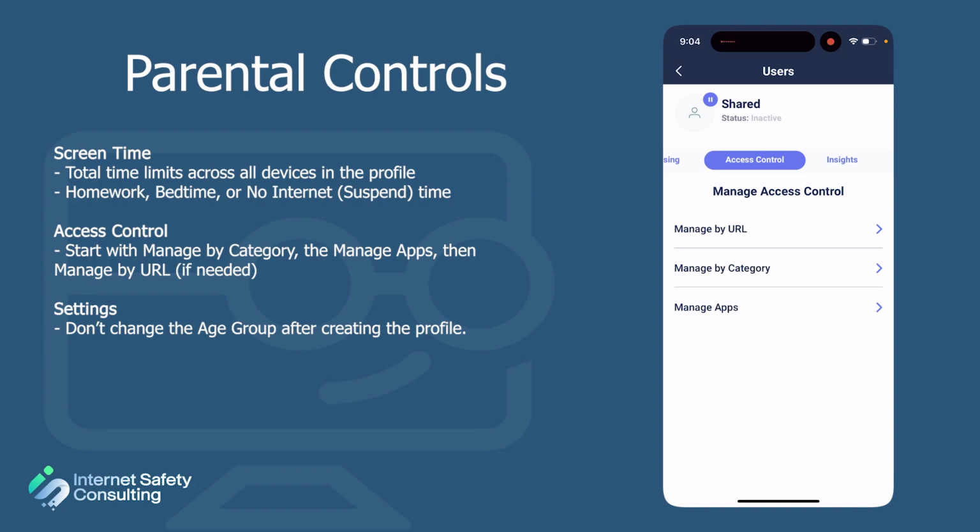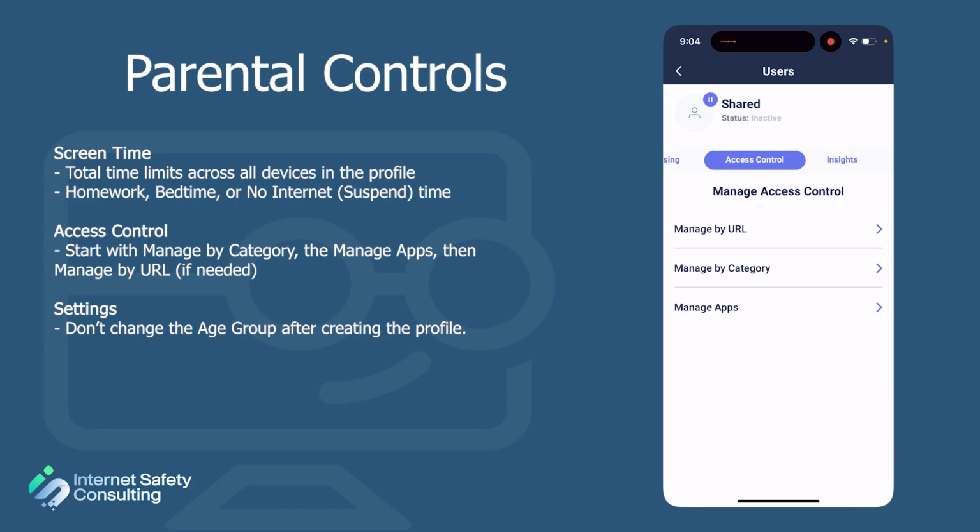So as you set up each of your profiles, make sure to remember to start with Manage by Category, then Manage Apps, and then Manage by URL if needed. This will save you a lot of time and energy and allow you to set up controls that make sense to you and are easy to modify and adjust later on.